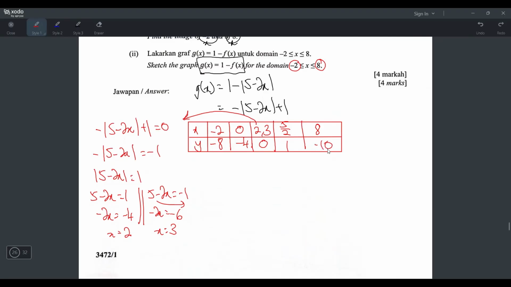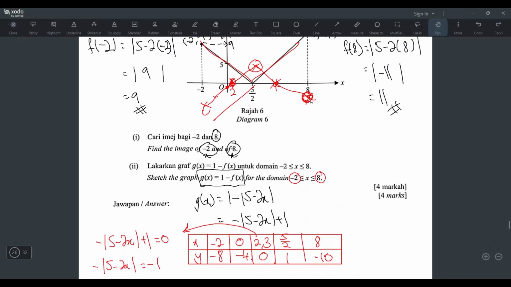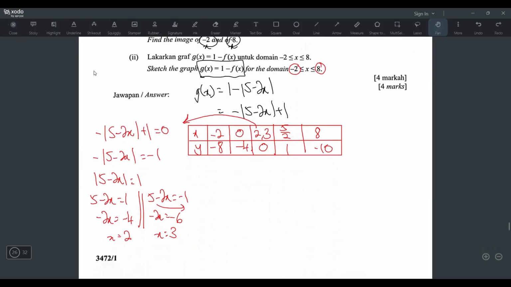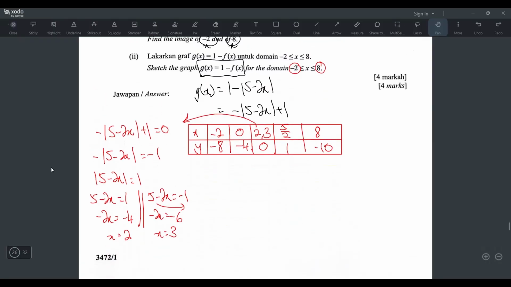Okay. Alright, I think I'm done with all the important points. I have the starting point, the ending point, the x-intercept, the y-intercept, and the turning point. So now I can do the graph. So now I will draw the graph now, the sketch, the graph.